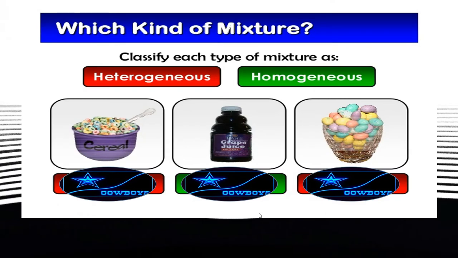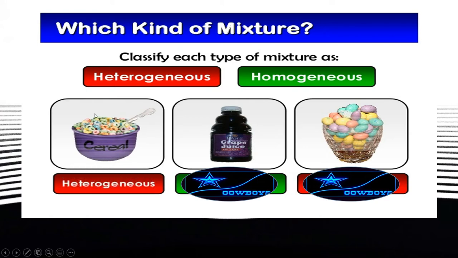So put on your thinking caps. I want you to figure out which one of these types of mixtures. I need you to classify them. So the first one is our cereal. Put in your mind, is it a heterogeneous mixture or is it a homogeneous mixture? I'm going to give you some think time. If you said the answer is heterogeneous, you would be absolutely correct. We have the different colors of the cereal. We could separate those easily.